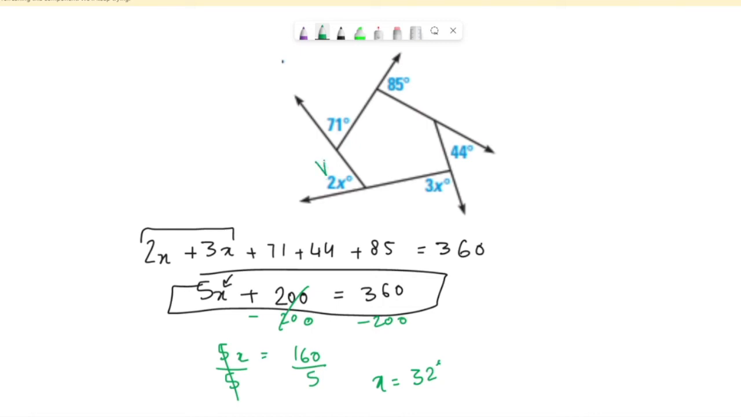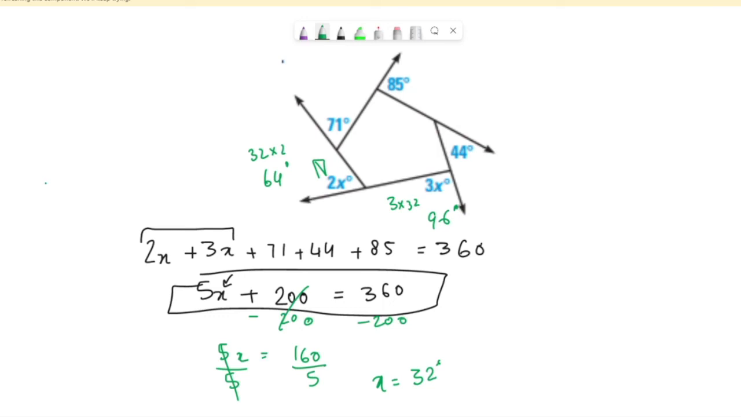So this one is 2x. So 32 times 2 will give us 64. This one is 64 degrees and this one is 3x, so this is 3 times 32, so this is 96 degrees. This is how we find the angles with x's.